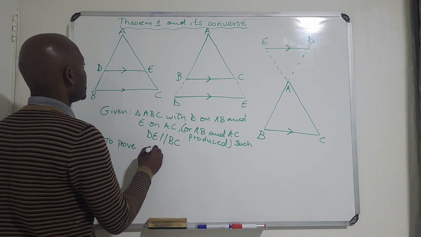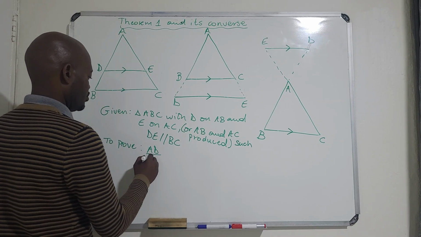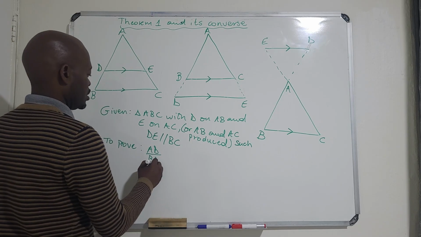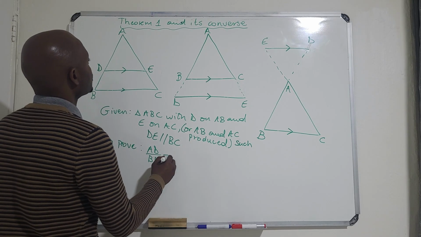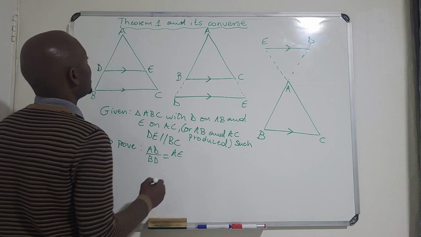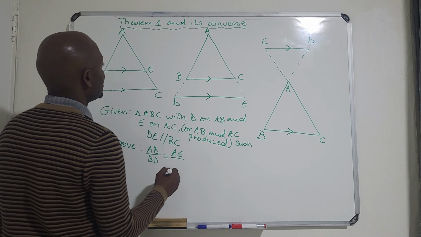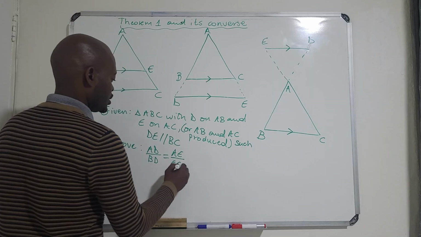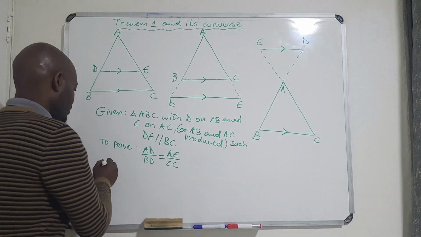Now, we are proving that AD over BD is equal to AE over EC.